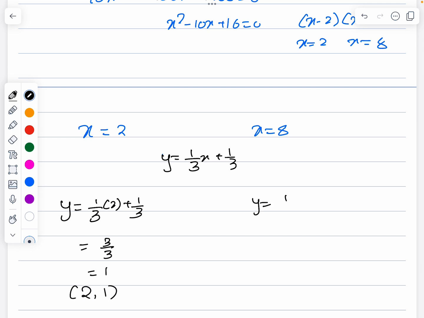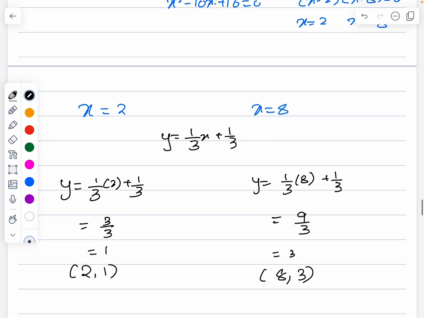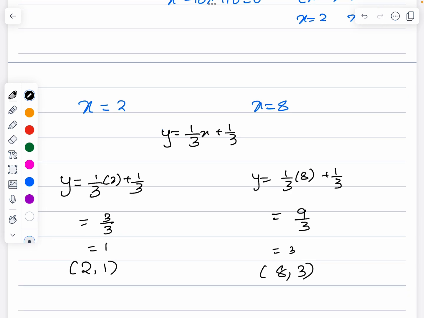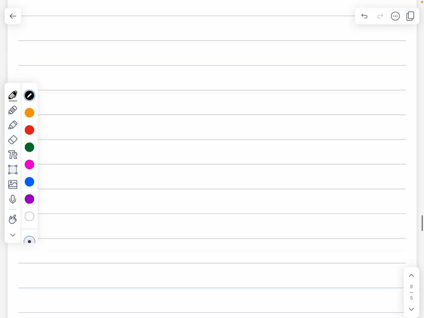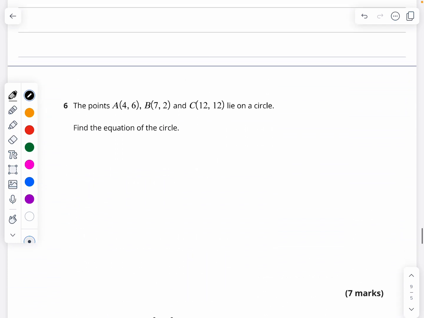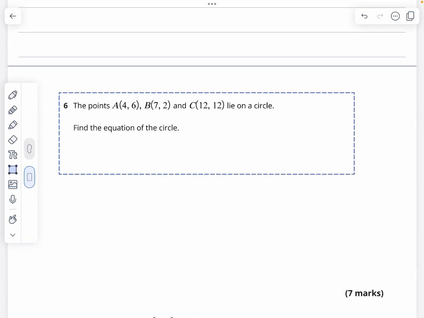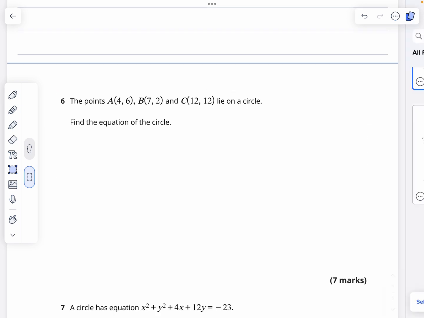Similarly, y equals 1 upon 3 times 8 plus 1 upon 3, which is 9 upon 3, which is 3. So (8, 3). So we know the 2 points: P1 is (2, 1) and P2 is (8, 3). That is question number 5. Question number 6.